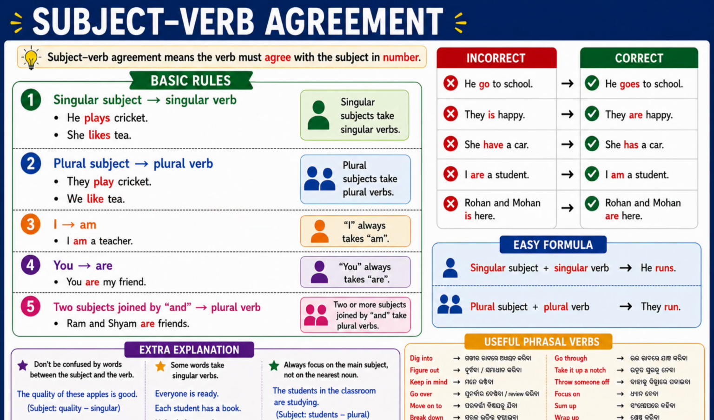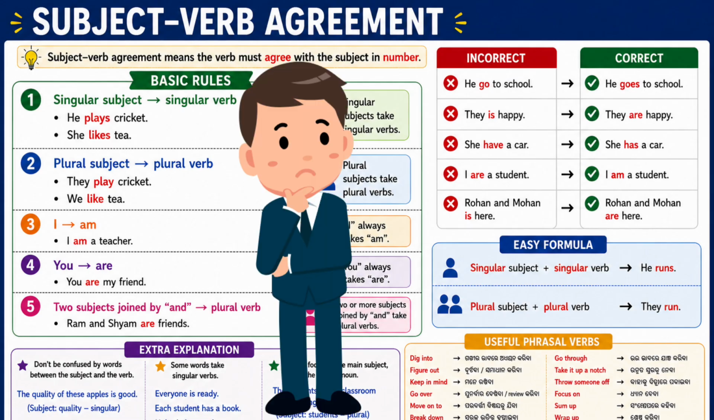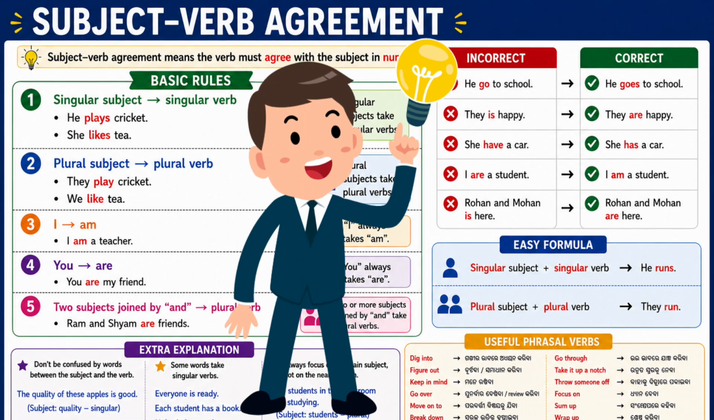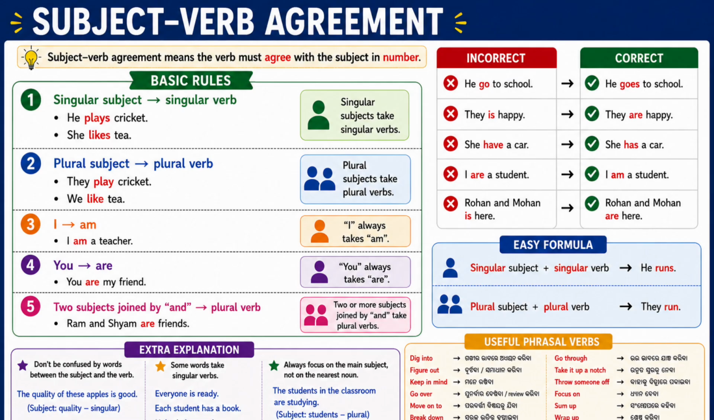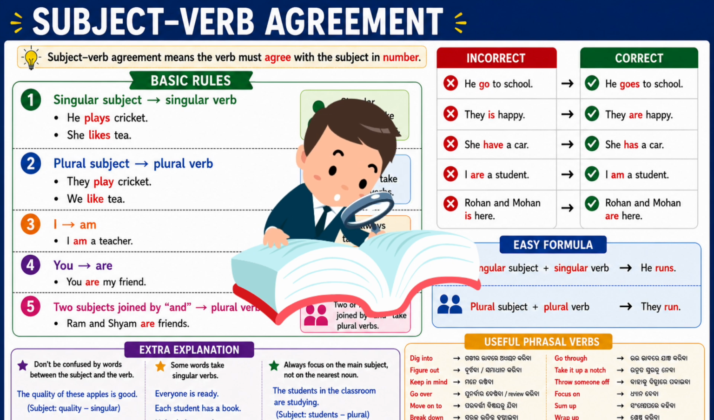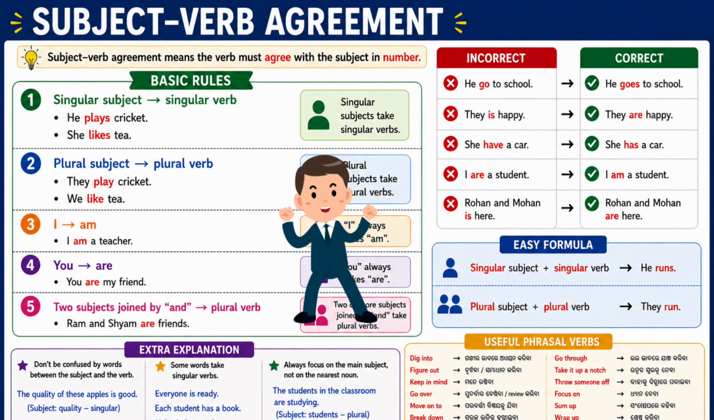Hope you understand. So now you know how subject-verb agreement works and how to avoid common mistakes. The key is simple. Singular subject always takes singular verb and plural subject always takes plural verb. Practice these rules regularly and you will gradually brush up on your grammar and build up your confidence in English.